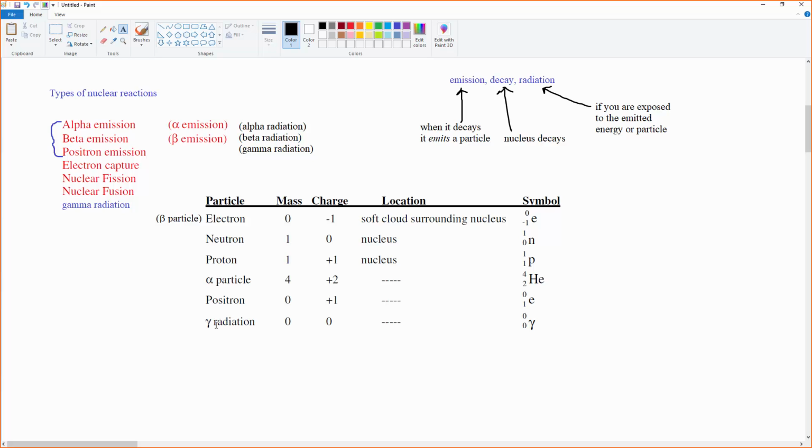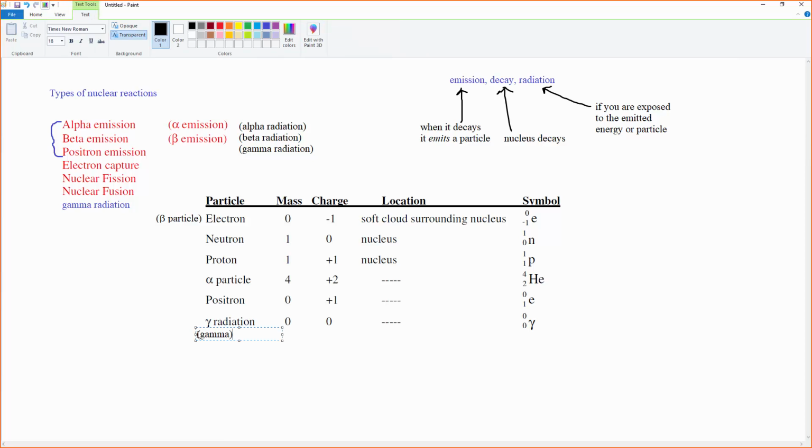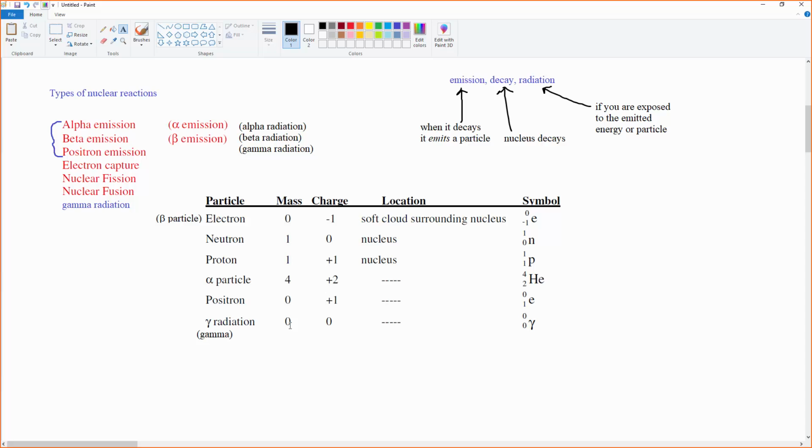Now the gamma, and this is the symbol for gamma right here. The gamma radiation has no mass and it has no charge because it's not an actual particle, it's just energy, pure energy being released. So it has this symbol here, okay? And you already know electron, proton, neutron. Alpha particle is new, a positron is going to be new. It has a mass of 0 and a charge of +1. It's like the opposite charge of an electron, but has the same mass as an electron. And the gamma radiation is new.